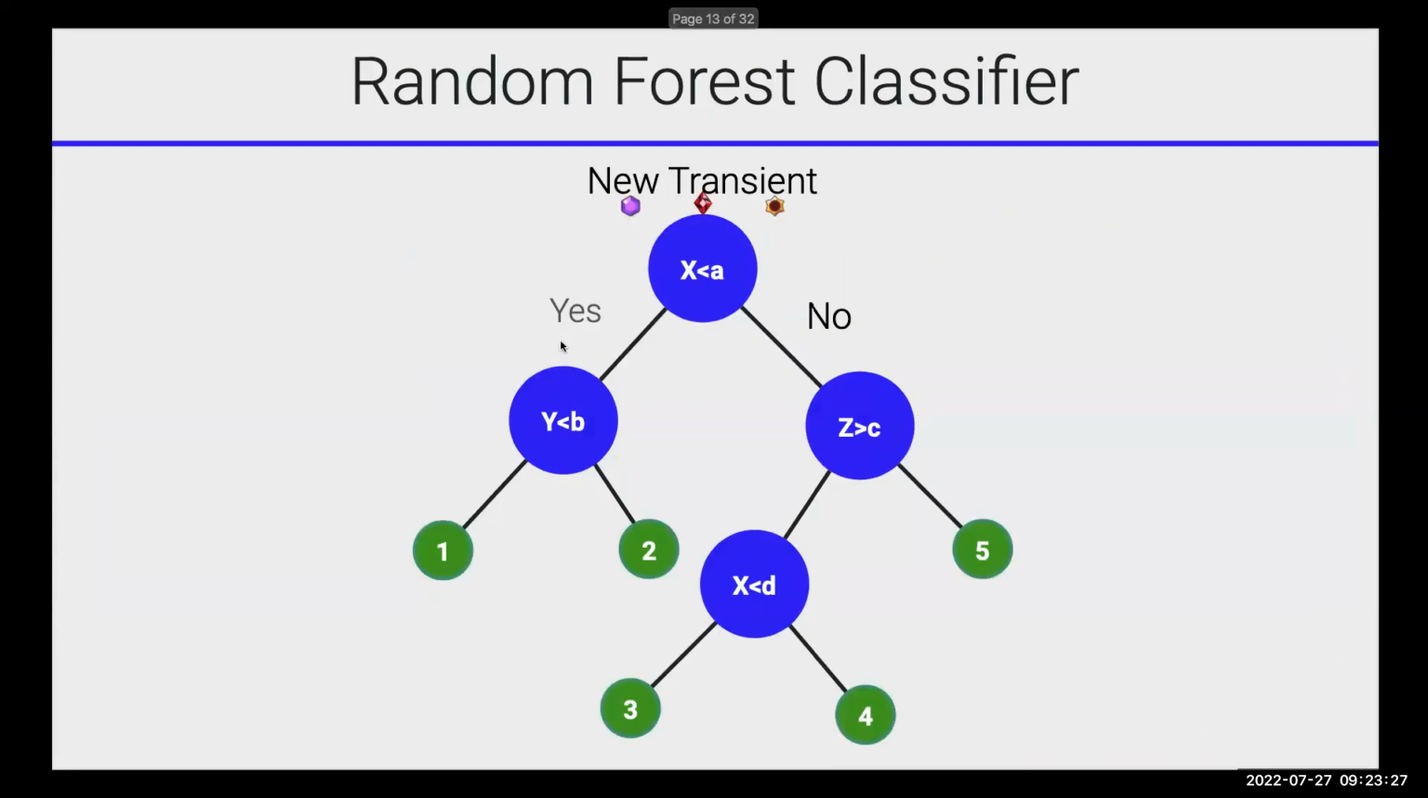And just a little context on what is a random forest classifier, which is what FLEET uses to classify these transients. A random forest classifier is a decision tree.